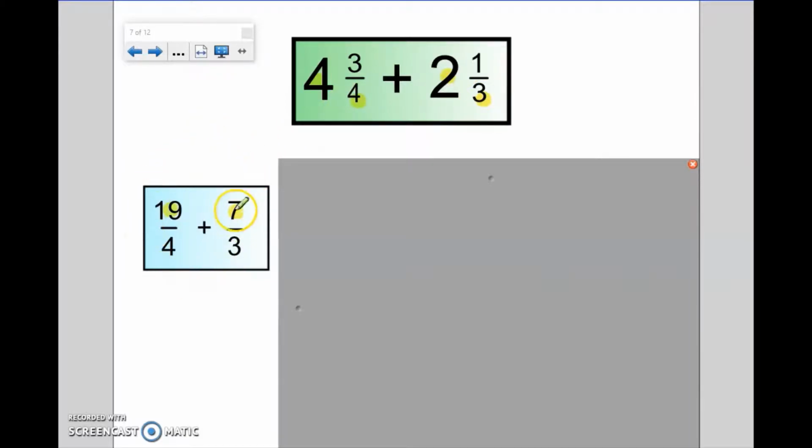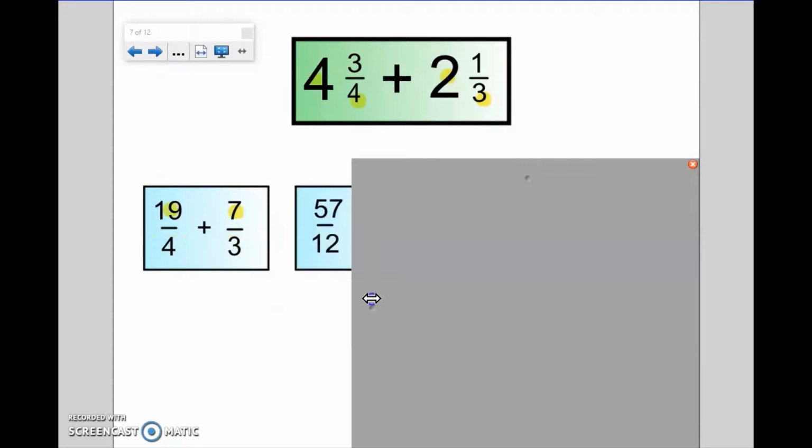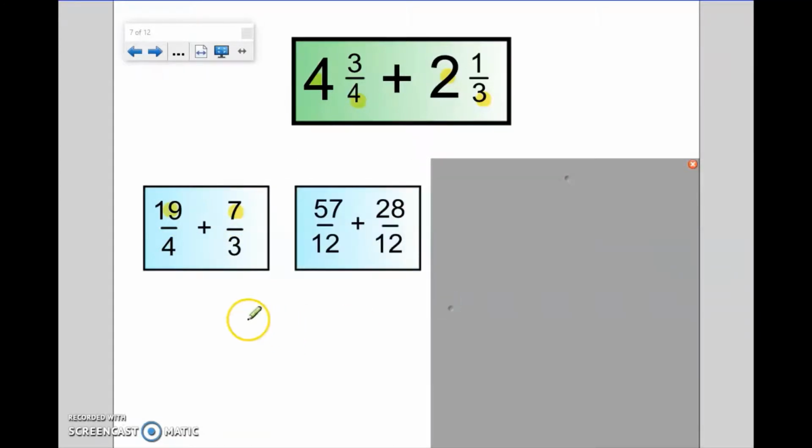So now I've got the exact same question. This and this are the exact same question. They're equivalent questions, just this time it's presented as a top-heavy fraction rather than mixed numbers. Now I'm going to go ahead and answer the question using the same method we used earlier in the video. So I'm going to look for a common denominator between 4 and 3, which is going to take me to the common denominator of 12.